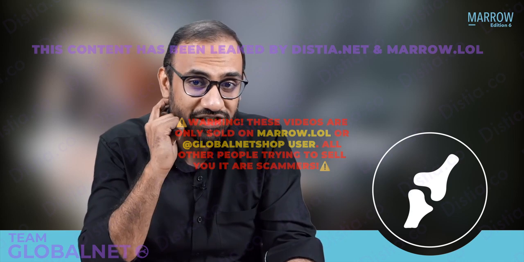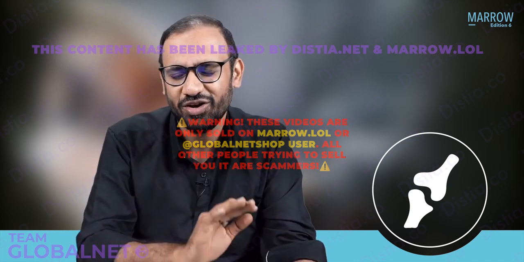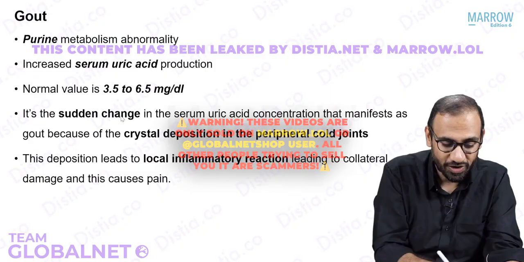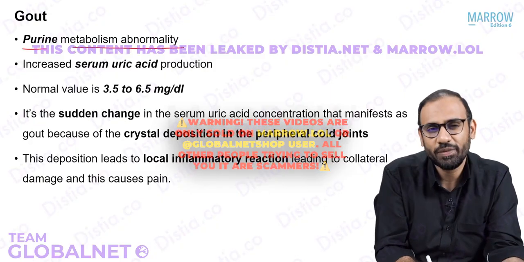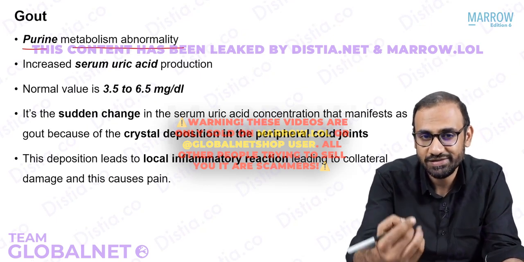Okay, so we have two conditions that we're going to talk about here: gout and pseudo-gout. You must have read about this a lot in biochemistry. What is gout? Gout is a purine metabolism abnormality because of which there is excessive production of uric acid in the body.